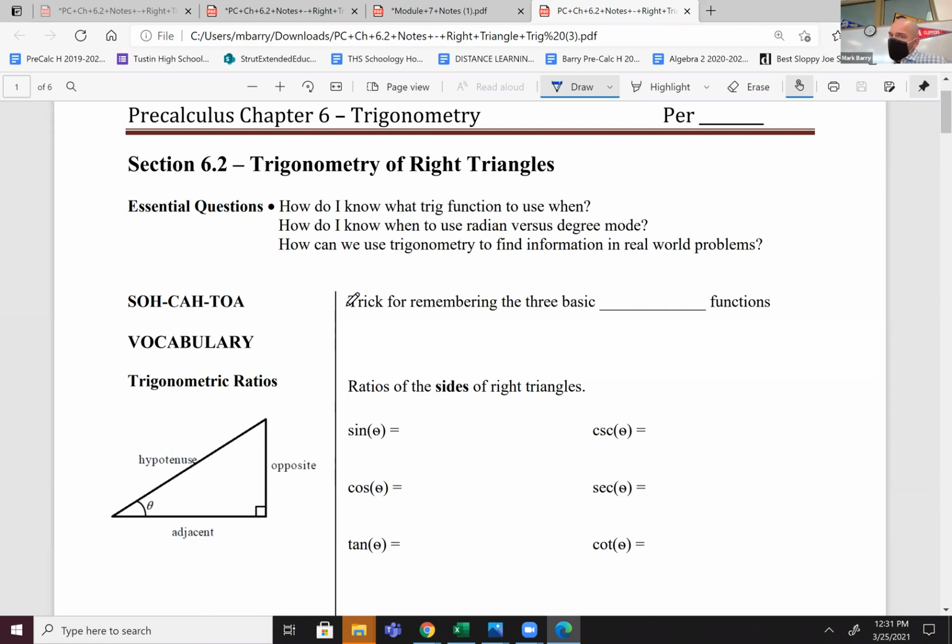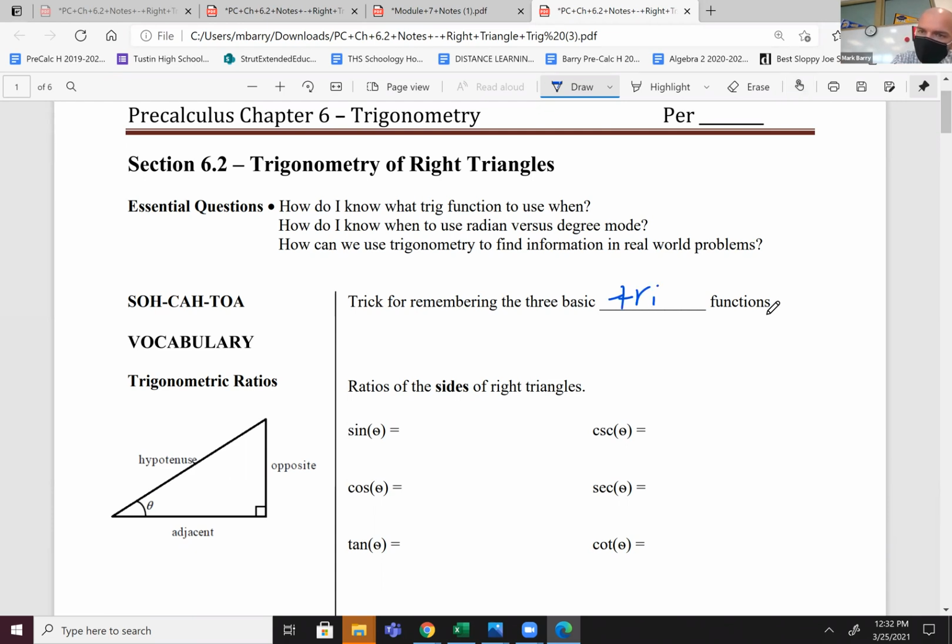In fact, a lot of what we're going to be doing this year is from geometry, the stuff you learned in geometry. A little bit of stuff you may have learned last year, although it would have been at the end of the year, and I know that was when things got crazy last year. So I'll introduce this as if it's the first time, okay? SOHCAHTOA is from geometry, and it's a trick for remembering the three basic trig functions.